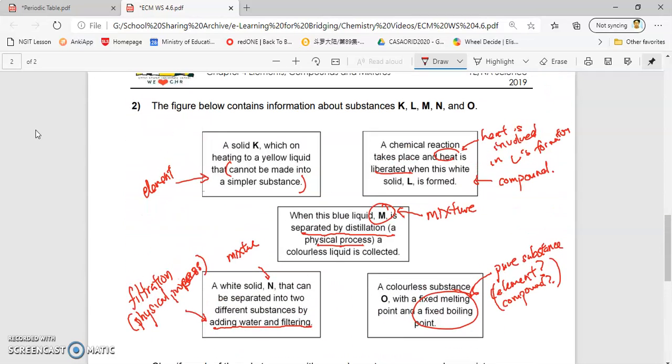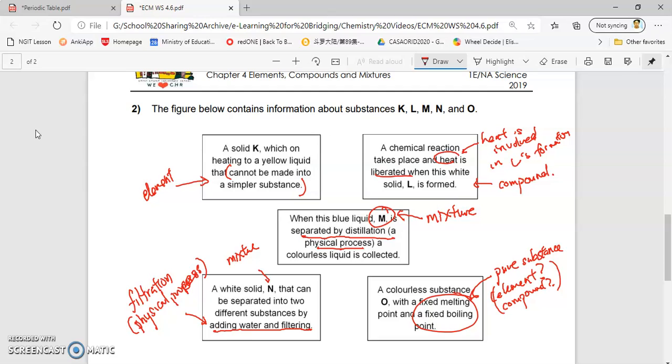Okay, so in this worksheet, you will learn how to identify key phrases to tell you whether something is an element, compound, or mixture. Okay, so that's all for this worksheet.